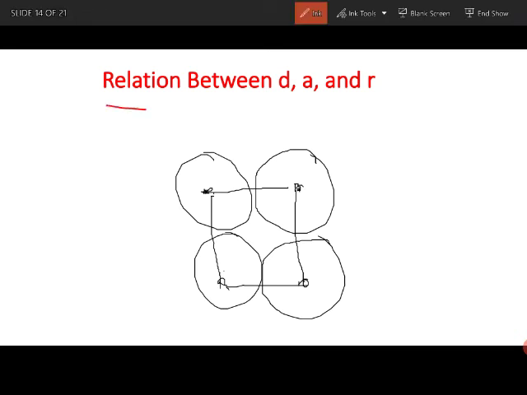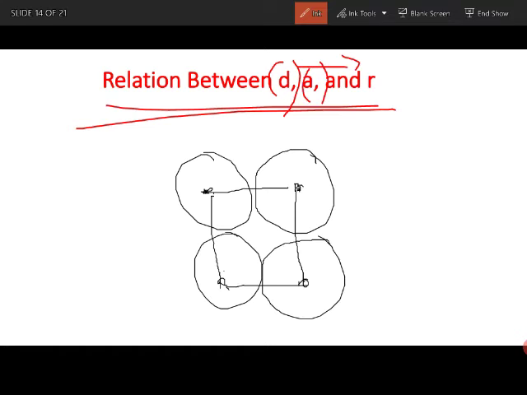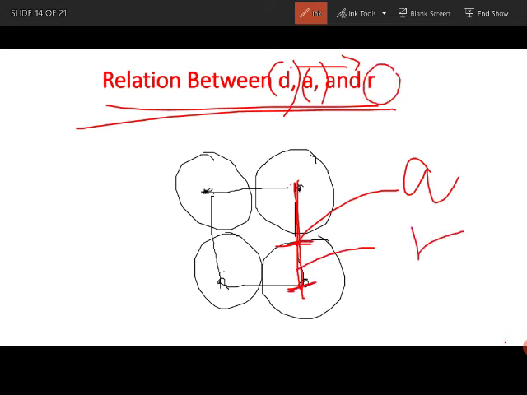Now, a relation between D, A and R. What is D? D means the inter-ionic distance, the distance between the nearest ions. What is A? A means the edge length. Let me draw this length, that is the edge length. This is A. And if I consider only this portion, this is the radius R. And D, the inter-ionic distance, is this only. This is a simple cube I have shown. That's why here D and A will be equal.